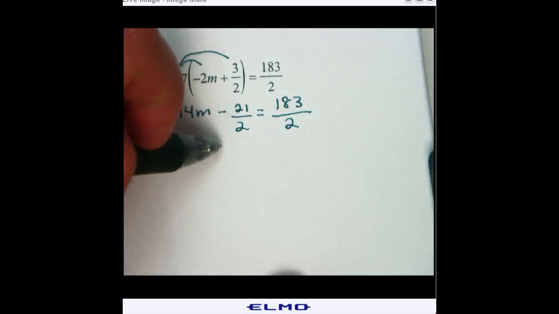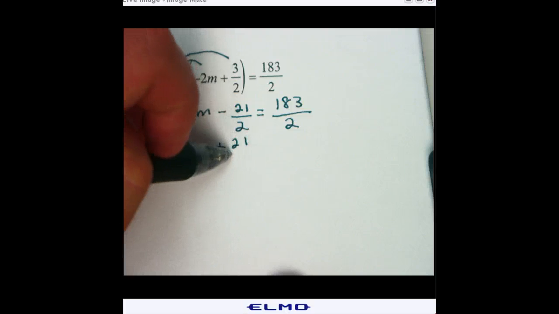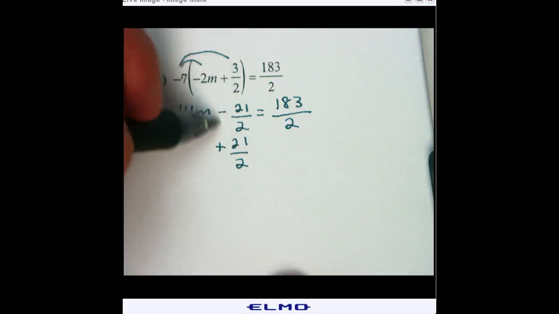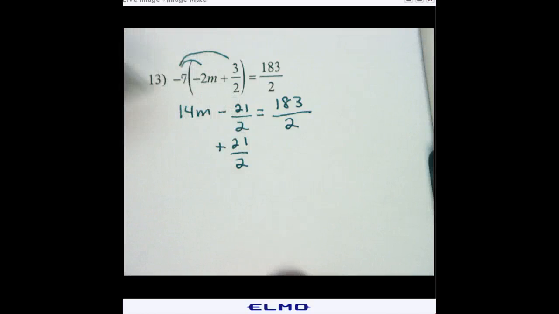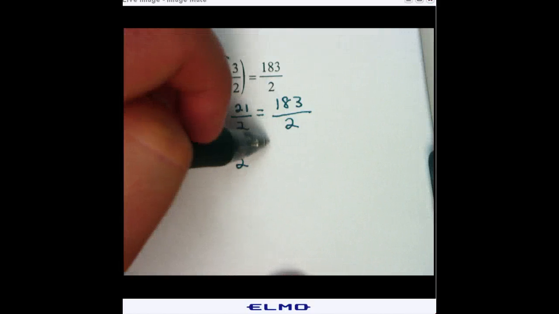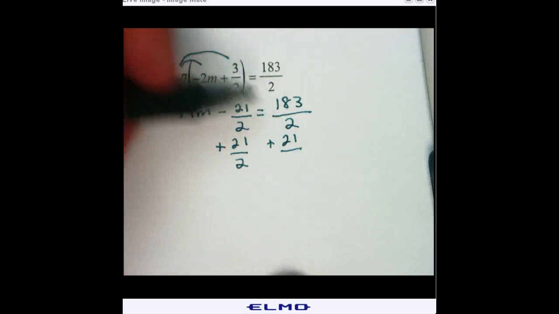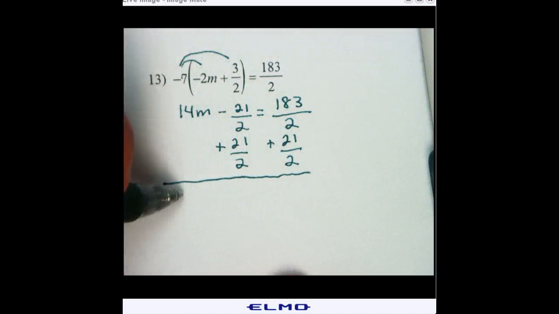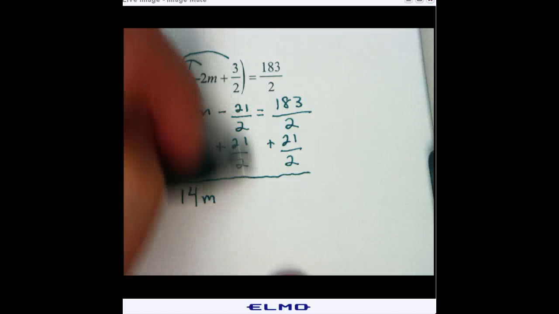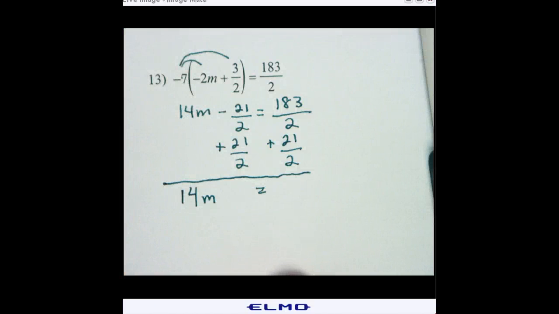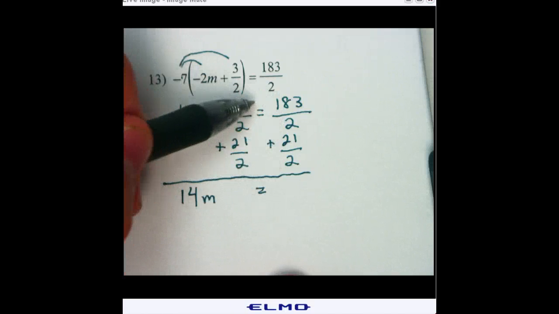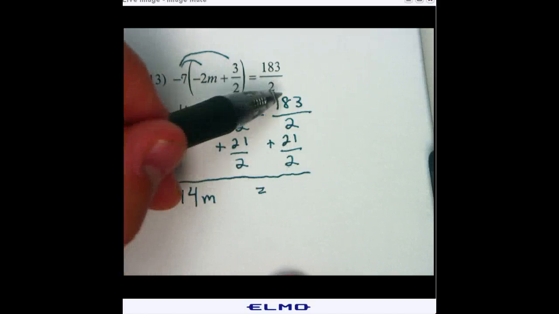And just like before, we can carry on. Add 21 over 2 to both sides. We're trying to get m by itself. So I got to get rid of the -21 over 2 and the 14. Always do the add subtract first. And you might not need to, but if you can just add these up, it already has common denominators. You don't have to worry about much.